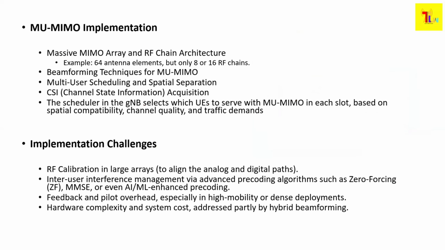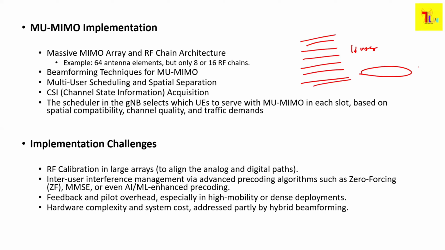So how is the implementation done basically? In a massive MIMO array, for example, 64 antenna elements, you need to have 8 to 16 RF chains, because it can accommodate up to 16 users, right? So you need to have a separate RF chain for all these users, correct? So that is one implementation aspect. And then another one is you need to have beamforming techniques like digital beamforming, hybrid beamforming, right?